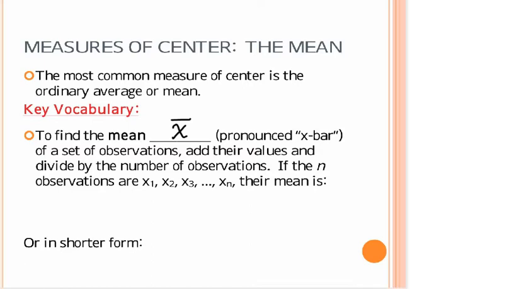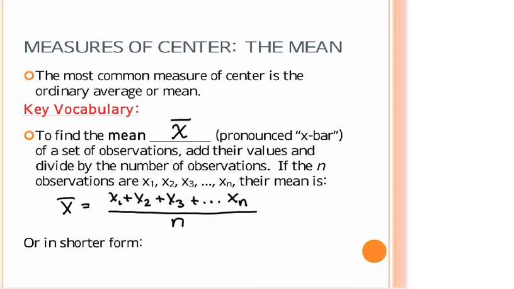We add their values and divide by the number of observations. In long form, it looks like this: x bar equals x1 plus x2 plus x3 plus ... xn, n meaning just the last number that you've got, divided by n.